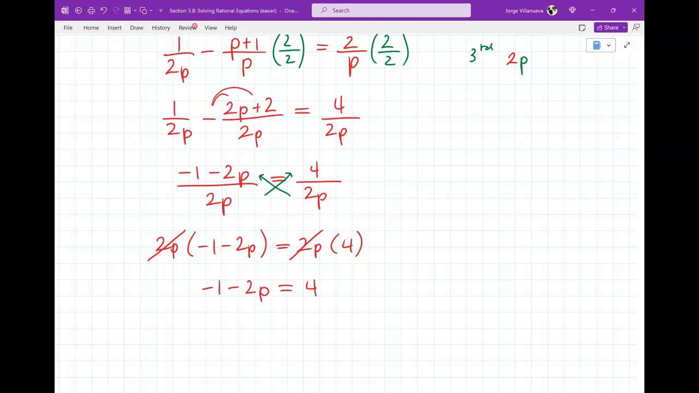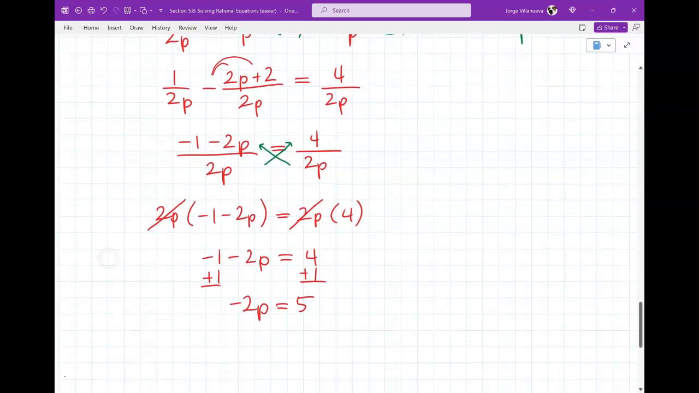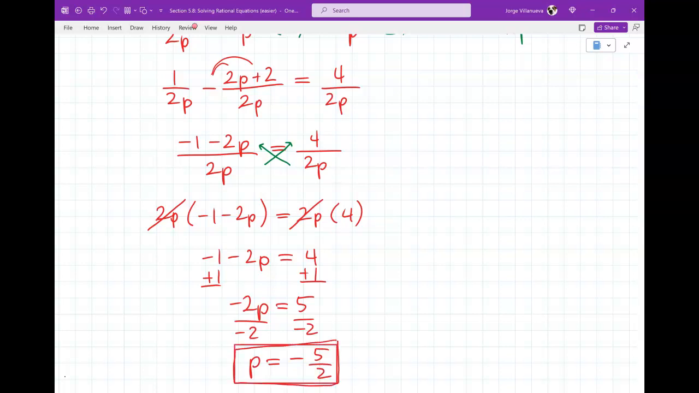And then start solving. To get p by itself, I'll add 1. So plus 1. That's negative 2p equals 5. And then I'm going to divide both sides by negative 2. So let me show that step right here. So p is negative 5 over 2. Fractions are okay. It doesn't mean you got it wrong. They do happen.